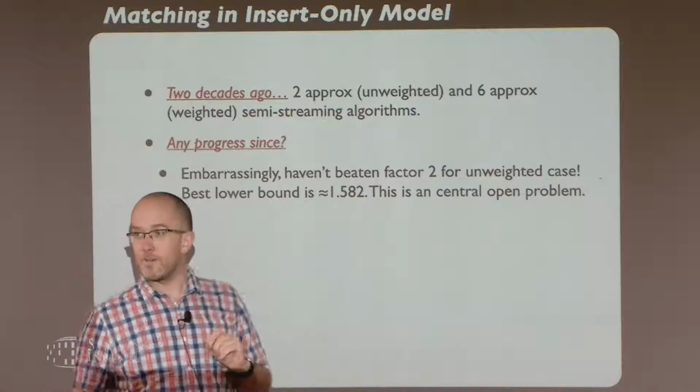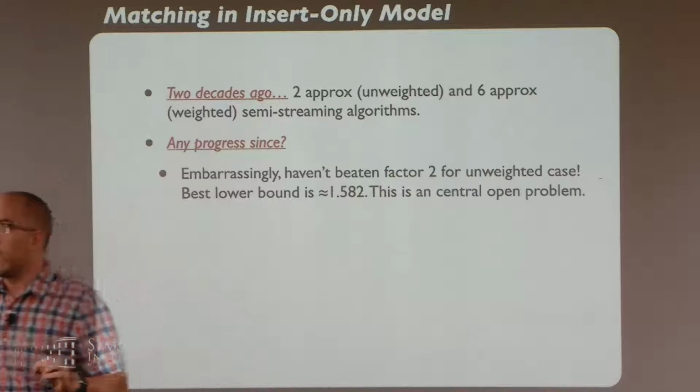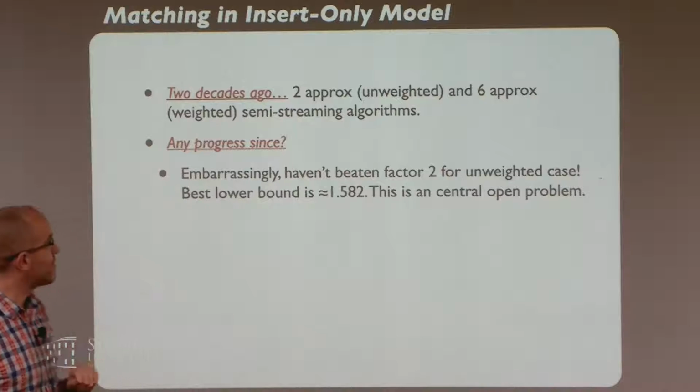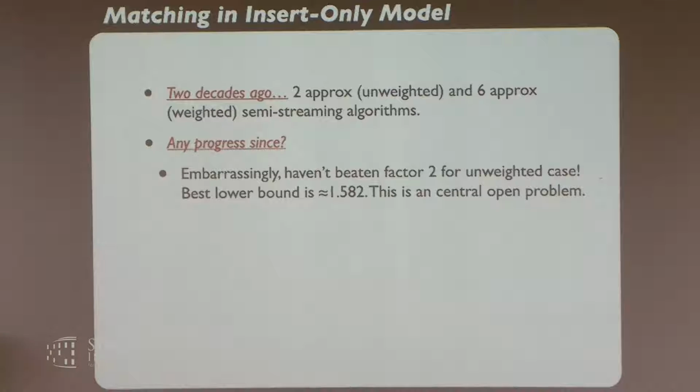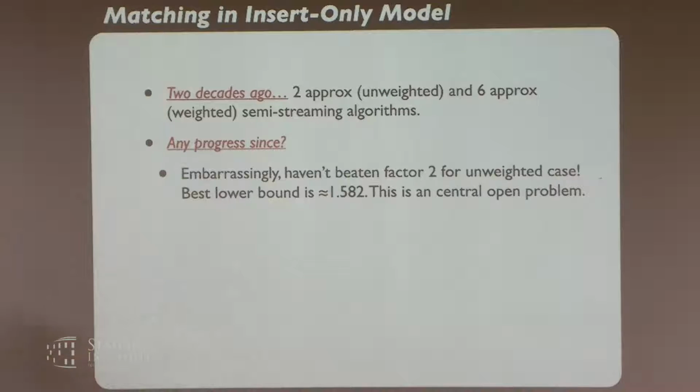There was a breakthrough result by Sepia like 1 year ago that says that if you increase the space from n to n squared divided by 2 to the power log star n, you can beat it. But you can't beat it with anything less than that so far. This is a central open problem. We have another couple months of the program. Please solve. Okay. For weighted, however, we have made a bit of progress.